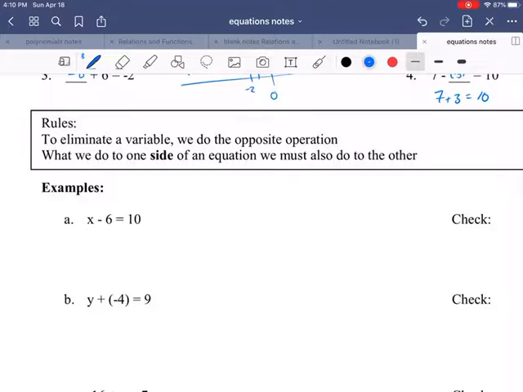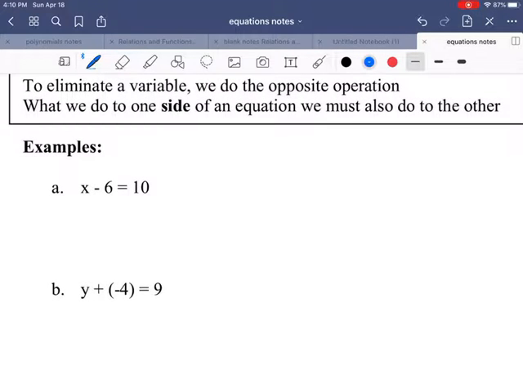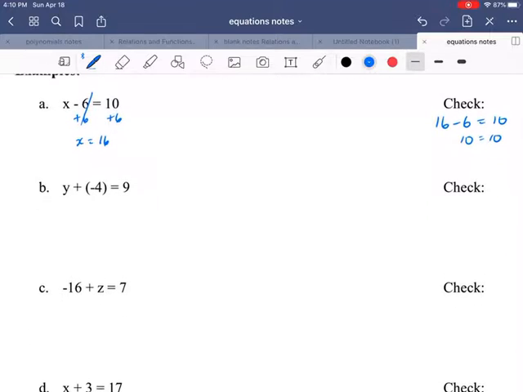Well, we can come up with some rules to solve equations, and in order to solve an equation or eliminate a variable, we're going to do the opposite or inverse operation. So in this first example, x minus 6 equals 10, we're actually going to add 6 to each side. That makes a zero pair, and we get x equals 16. And to check it, you start with your original equation, but substitute in your solution. So does 16 minus 6 equal 10? And yes, it does. The next example, we are adding a negative 4, which is the same as subtracting 4.